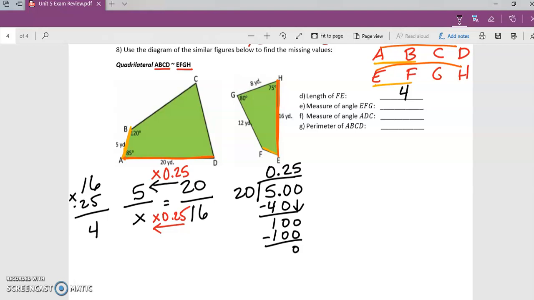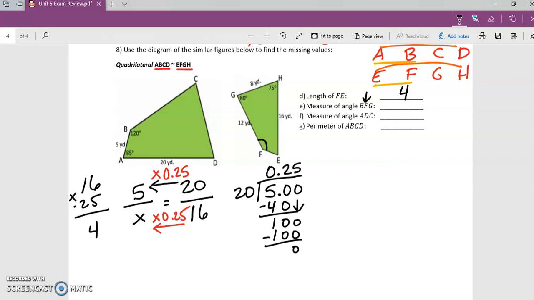Now I want to know, okay, what's the measure of angle EFG? So now, again, I need to look at EFG. This is the angle they're looking for, angle F. It's always the middle letter. So I'm looking for angle F. And for the next one, I can even look ahead and say, okay, what's the measure of angle ADC? I would look for angle D. That's just looking a little bit ahead, but let's go to EFG.